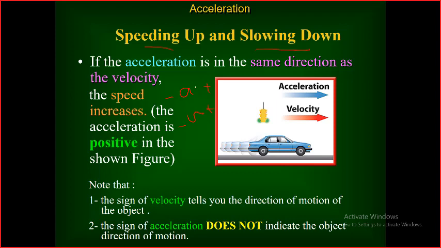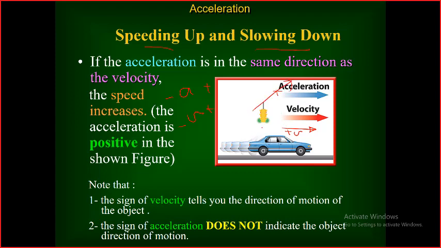When the sign of the acceleration and the sign of the velocity are the same, like this case, look at that. The car moves to the right, so V is plus, and the acceleration is to the right, so it's a plus as well. Plus and plus, speeding up.